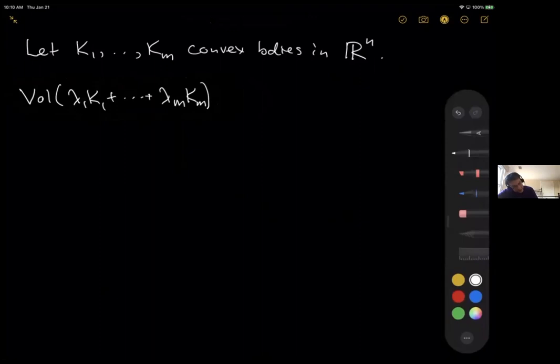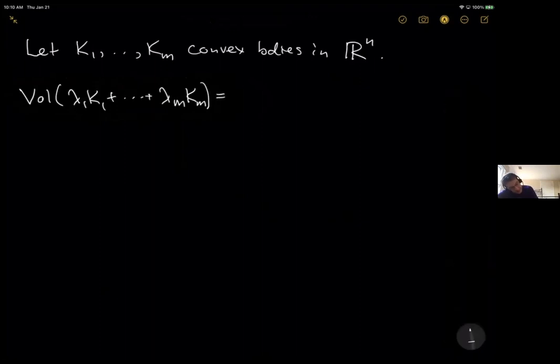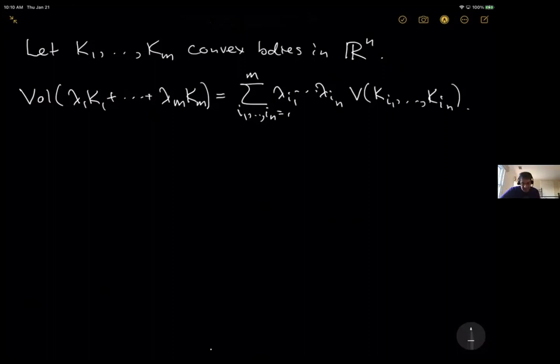Right? So if you take a linear combination of these bodies and you take the volume, then this can be written as a polynomial, a homogeneous polynomial of degree n, the dimension, in these coefficients. So it's the sum over i_1 to i_n, each from 1 to m, of lambda_{i_1} through lambda_{i_n} times some coefficients. And these coefficients depend on the convex bodies K_{i_1} through K_{i_n}. Okay? And these coefficients over here are called mixed volumes.